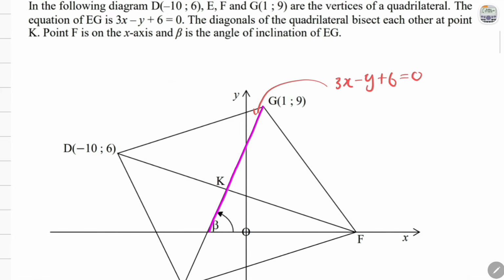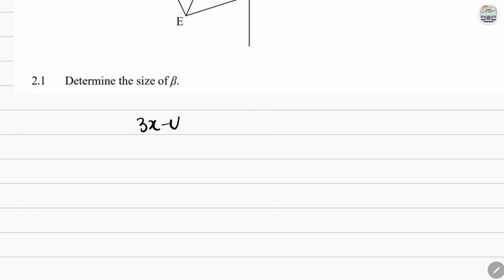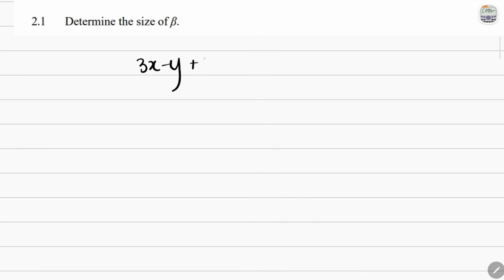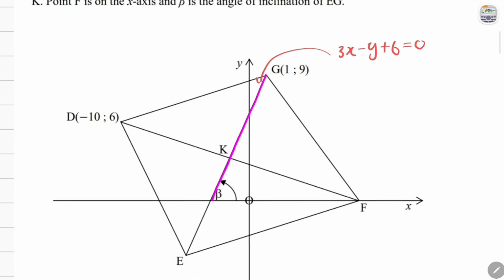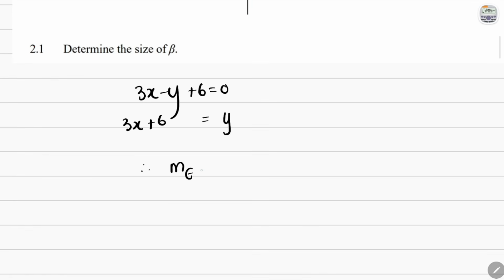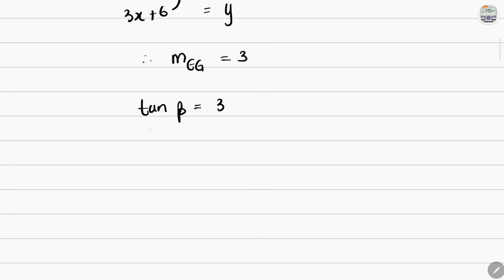We need the gradient. To find the gradient of this line, it needs to be written in standard form. It's currently 3x minus y plus 6 equals 0. All we have to do is make y the subject, so y equals mx plus c. You can see that y here is negative, so we transpose it and it becomes positive. Now we have y equals 3x plus 6. So the gradient of this line, EG, is simply 3.